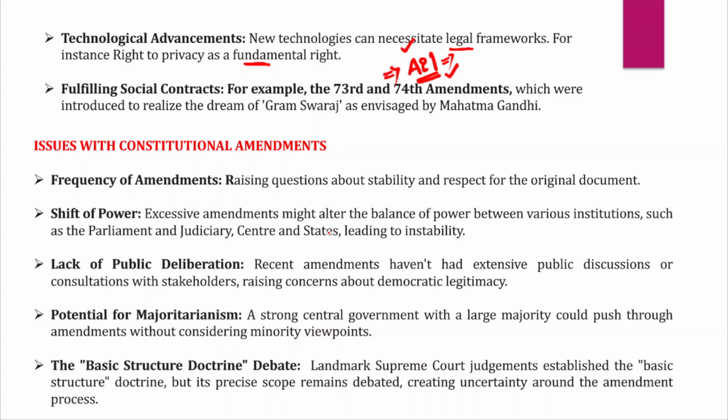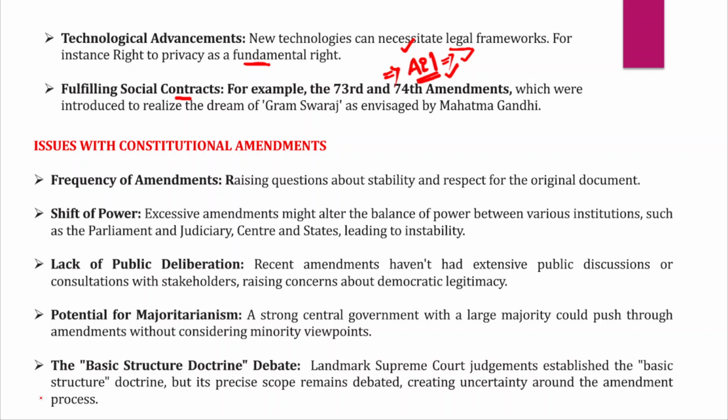Even though no such amendment has been made by the Parliament, through judicial interpretation, the right to privacy has been added to Article 21 of the Indian Constitution. Right? So we could conclude that technological advancements are also one reason for the amendment of the Indian Constitution. Now, in fact, fulfilling the social contract is another area which requires the amendment of the Constitution.